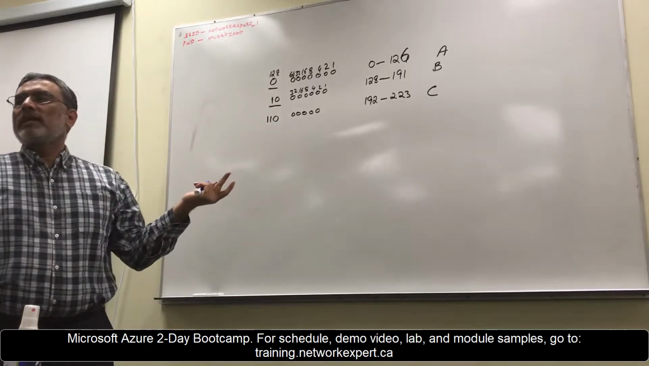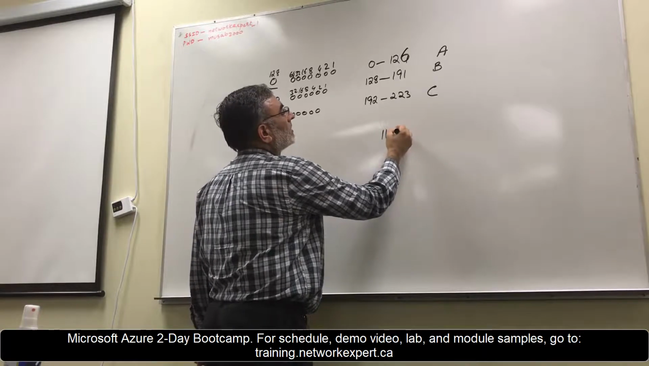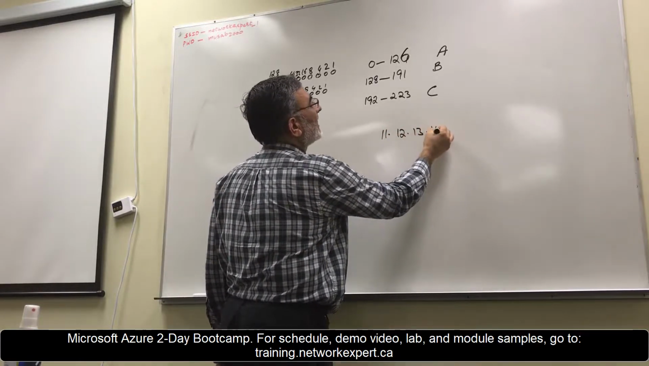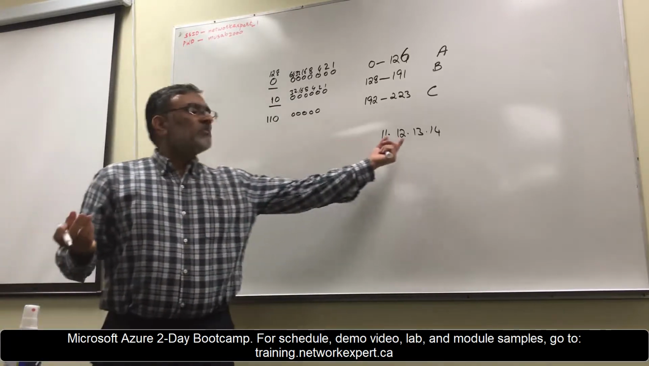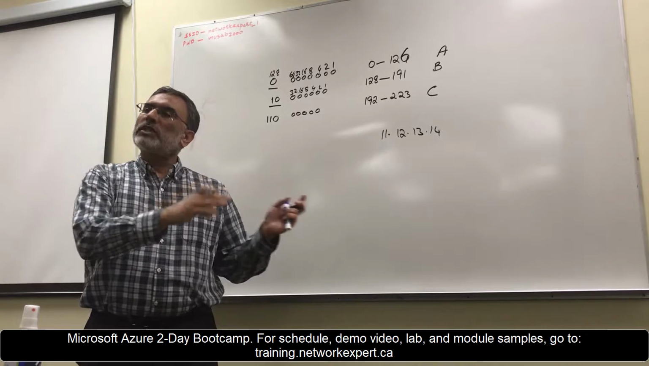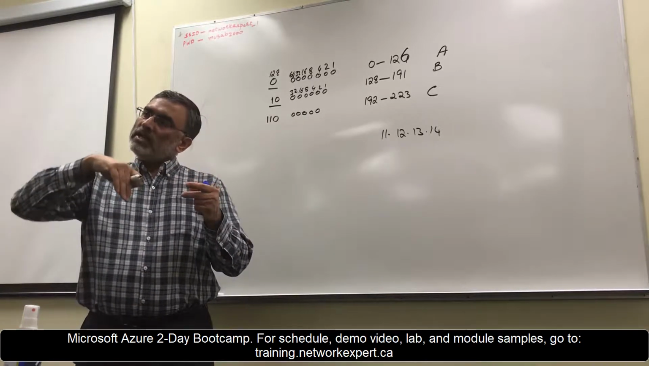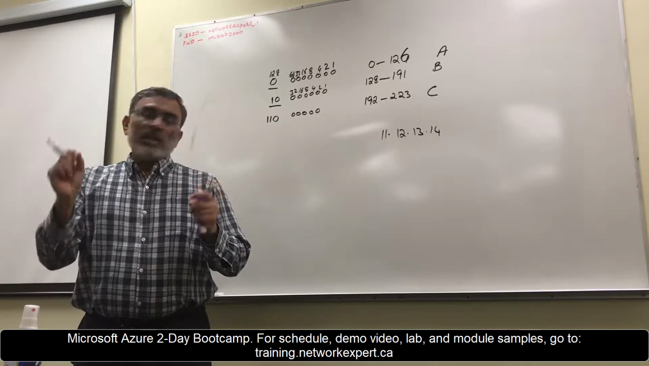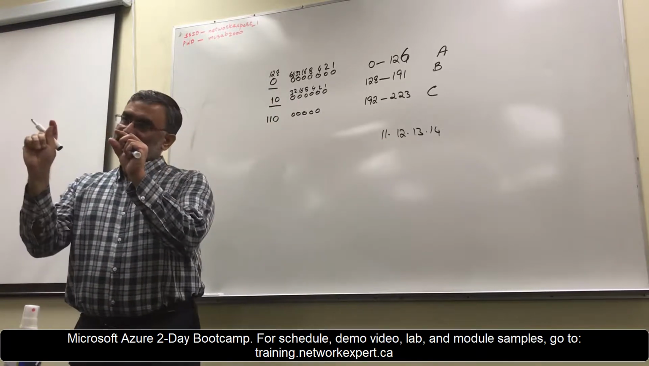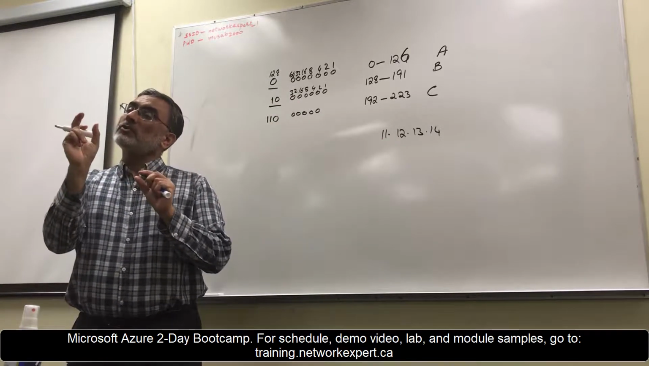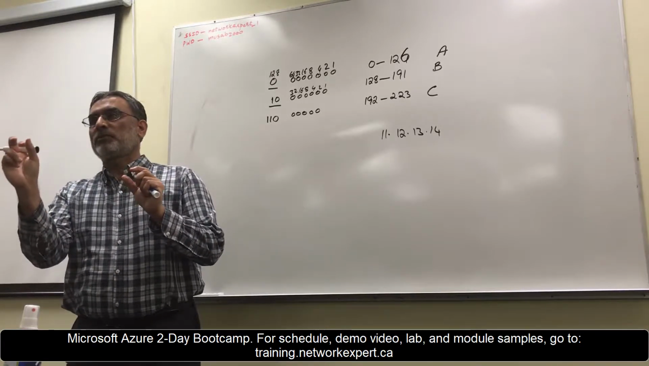Now how would a computer actually recognize this? Let's suppose that I want to take 11.12.13.14 as an address. How would computers know which portion of this address is the network address and which portion is the host portion? Okay, so they came up with the idea of the subnet mask. Under this, wherever you have ones only, that will be the network portion, and wherever you have zeros in the subnet mask, that will be the host portion.